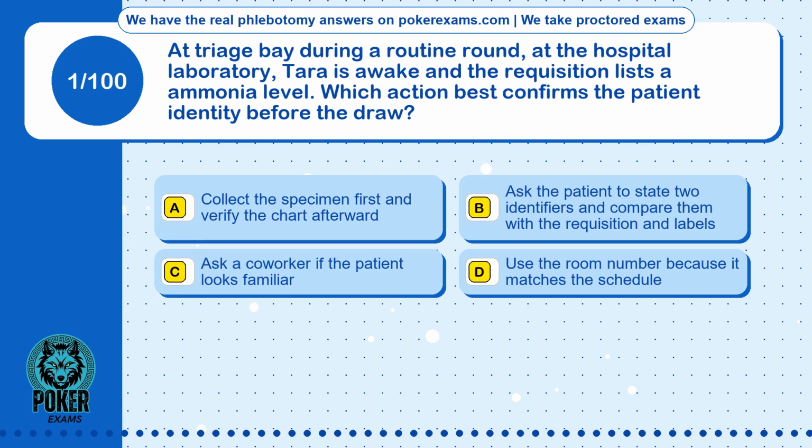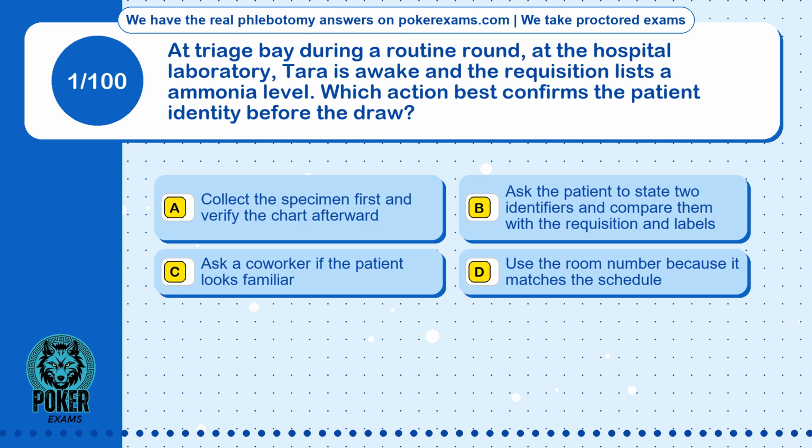Question 1. At triage bay during a routine round, at the hospital laboratory, Tara is awake and the requisition lists an ammonia level. Which action best confirms the patient identity before the draw? Option A. Collect the specimen first and verify the chart afterward. Option B. Ask the patient to state two identifiers and compare them with the requisition and labels.